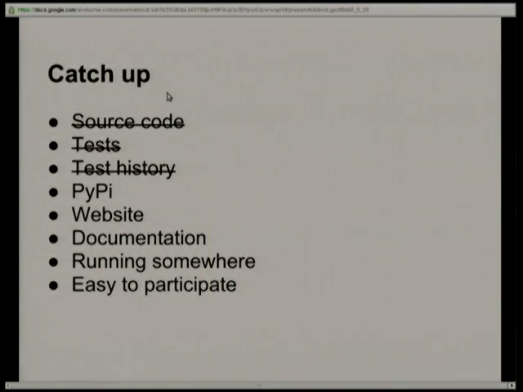So let's see where we're at. This is what we want. We want source code. We got it. We got tests. We got it. We got test history. This is what I meant by the history, that I can see your stuff's normally broken. It's okay.